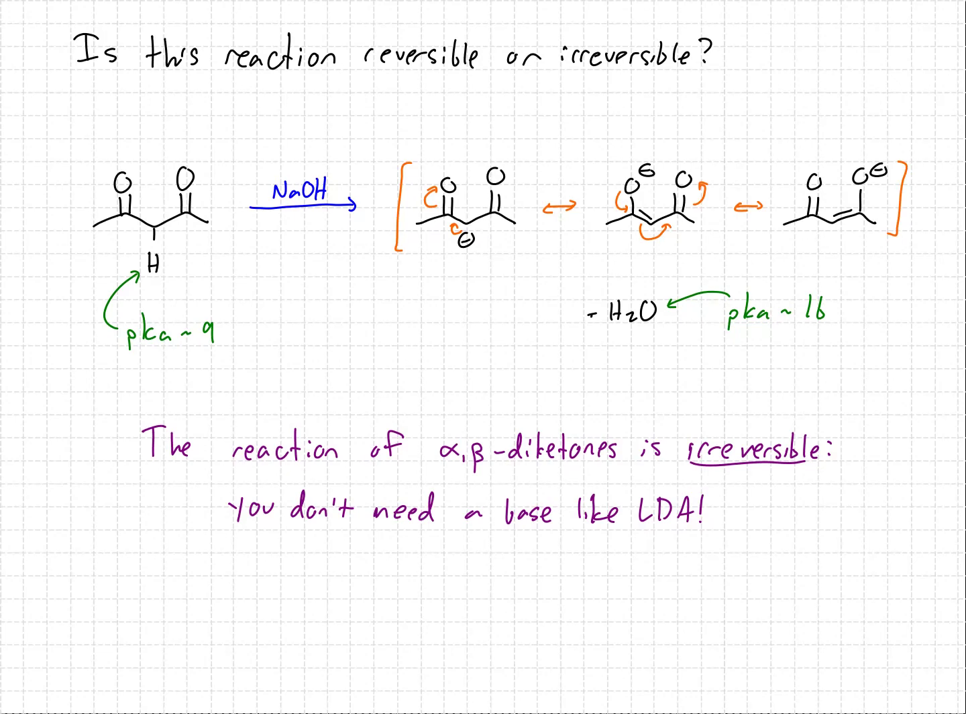So if we need to deprotonate a beta dicarbonyl compound like this, we don't need a strong base like LDA. Sodium hydroxide will do this irreversibly. Again, if we wanted to estimate the equilibrium constant for this reaction, we could take 10 to the delta pKa and get an equilibrium constant of approximately 10 to the 7th.